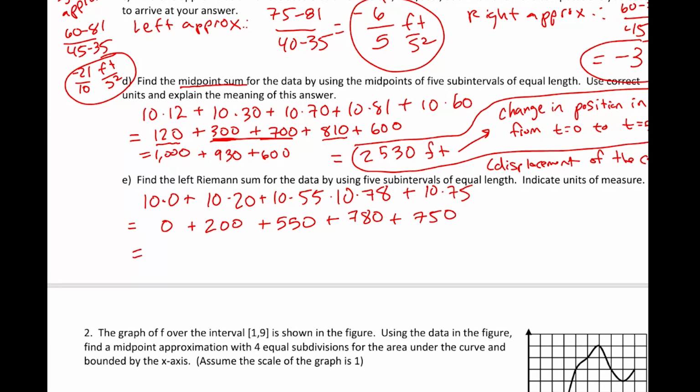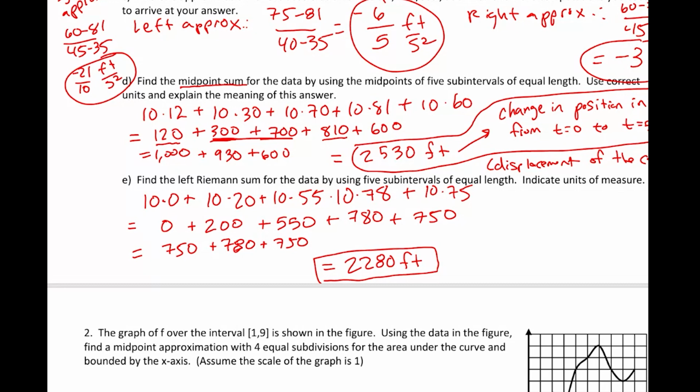So 0 and 200 would be 200. 200 and 550 would be 750. So you have 750, another 750, and a 780. 750 and 750 would be 1,500. And 1,500 plus 780 is going to be 2,280 feet. And again, that's still talking about the change in position in feet.